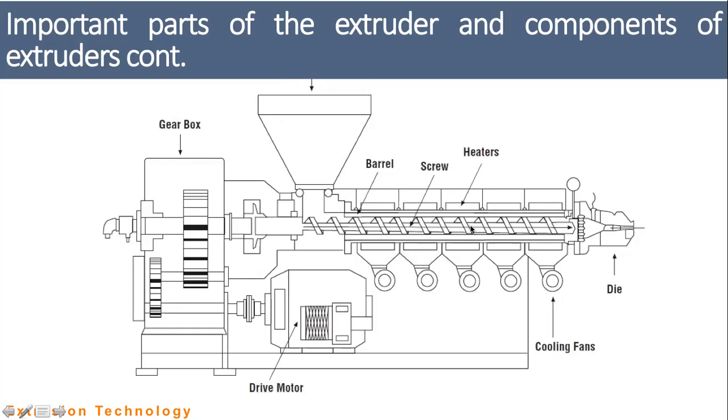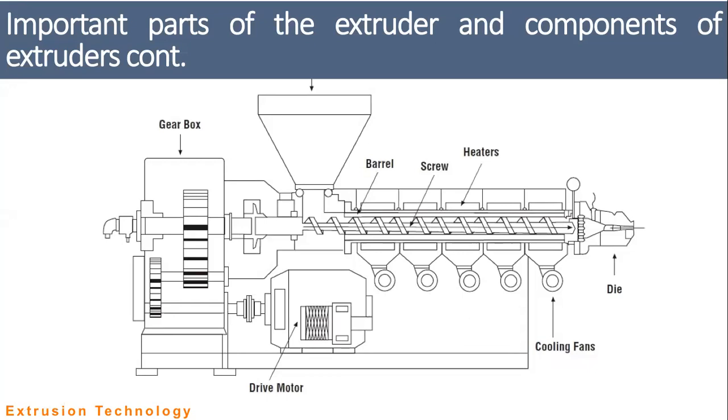So this is a single screw extruder, but the screw is inside the barrel, right? It is inside the barrel, and this is the die, and there are heaters and fans. You can see for what? To provide the heat. We have discussed there are several types of extruders.